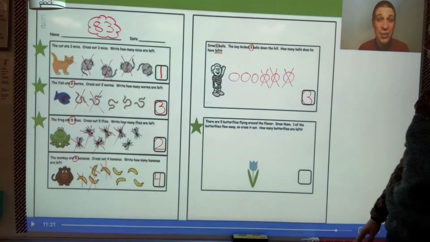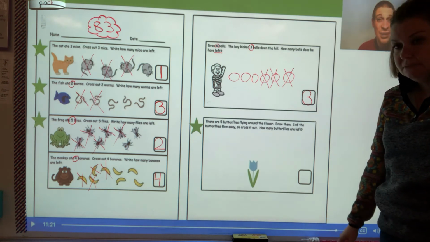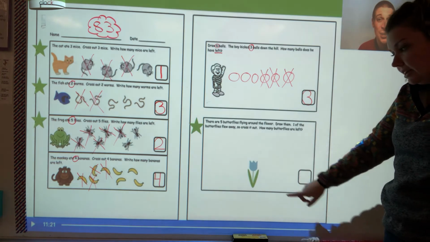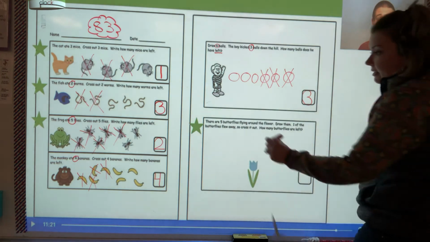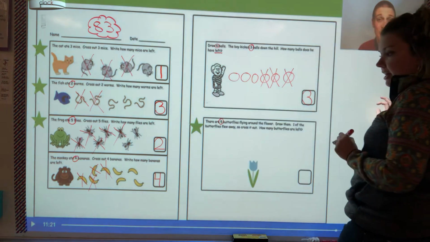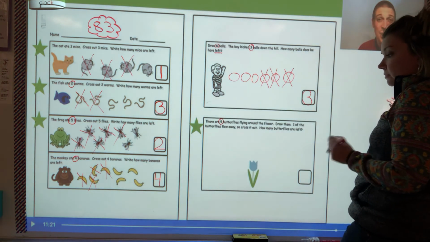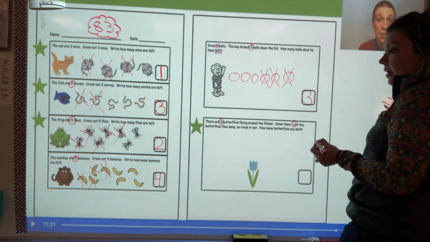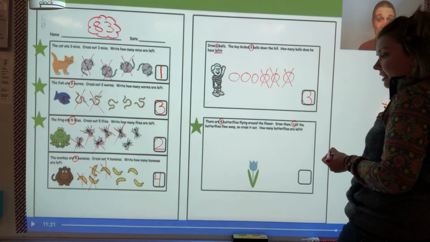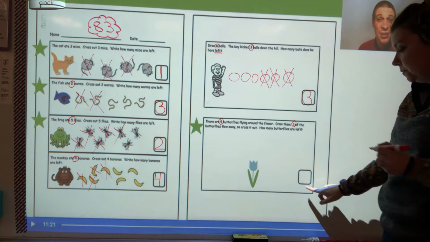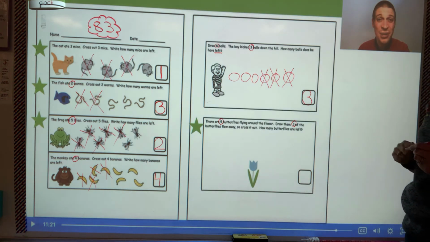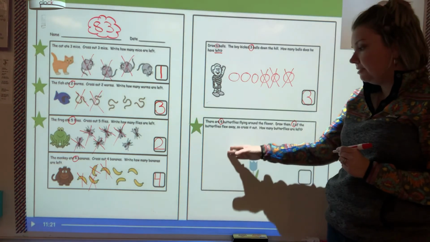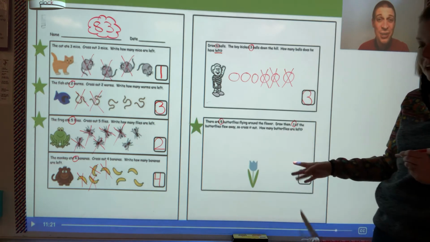All right, all by yourself, and I'll stay online if you need help. I want you to do this story. I see a flower here, and it says there are 5 butterflies flying around the flower. Draw them. One of the butterflies flew away, so cross it out. How many butterflies are left? Write it in the mystery box. So there were 5 butterflies flying around the flower. Draw the 5 butterflies.